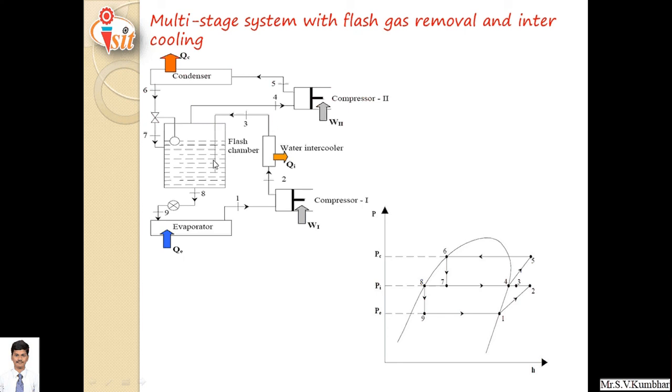It is sent to the flash chamber, and after the flash chamber these high pressure vapors of refrigerant are again compressed in the second compressor. The high pressure, high temperature vapors are sent to the condenser. In the condenser there is a rejection of heat, and after this it is sent back to the evaporator through the throttle valve and flash chamber. In the evaporator, latent heat energy is absorbed from the object which is to be cooled, and again low pressure vapors of refrigerant are sent to the compressor. And this is the p-h diagram for the multi-stage system with flash gas removal and intercooling.